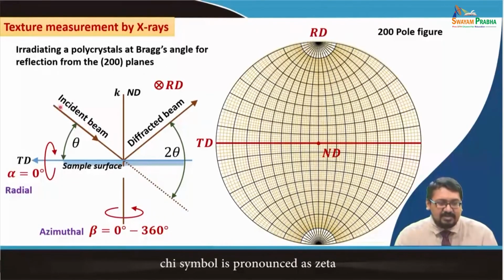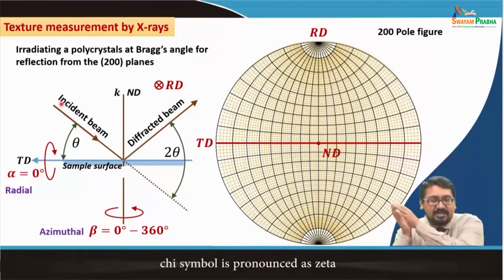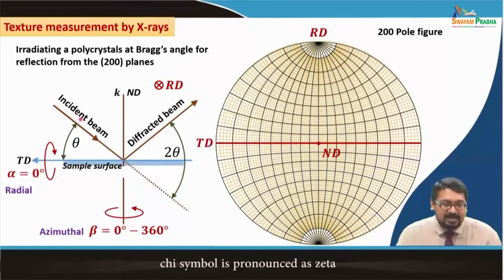We should remember that the incident beam and the diffracted beam are not straight like that, but it is basically a divergent beam falling and a convergent beam being diffracted. So, a large area is being irradiated. So, at this position, when alpha equal to 0 and beta is equal to 0, it is the ND position where the intensity is being observed.